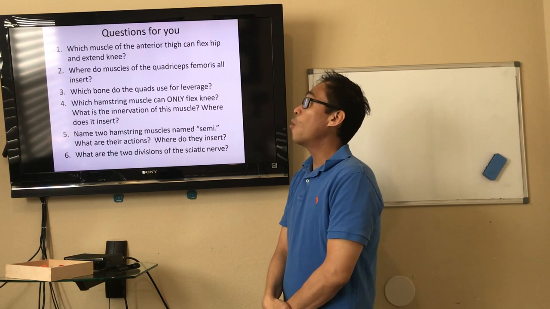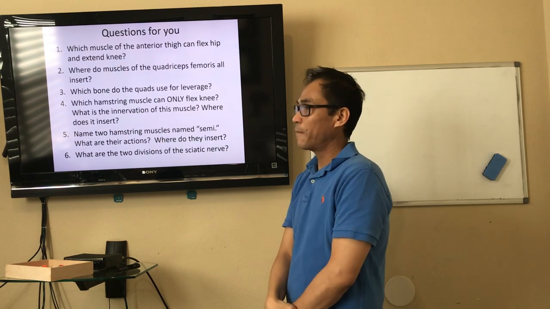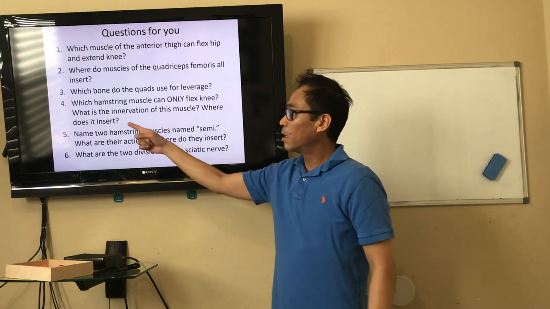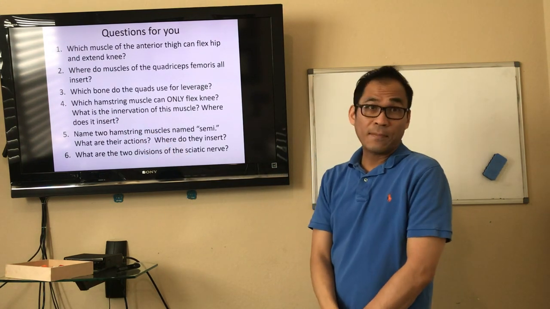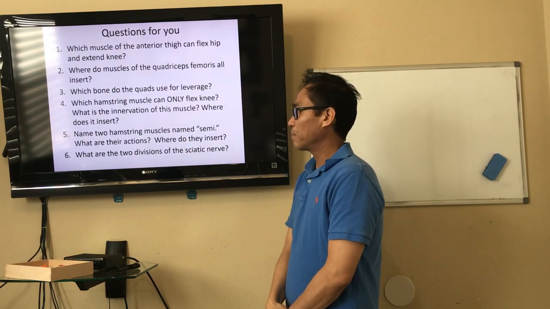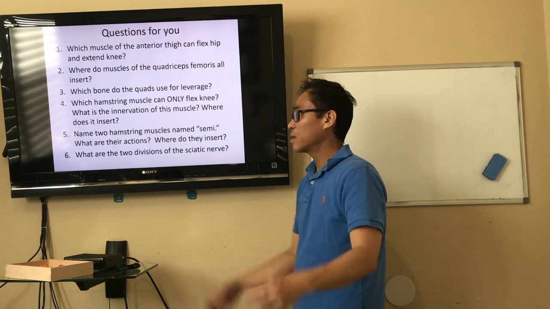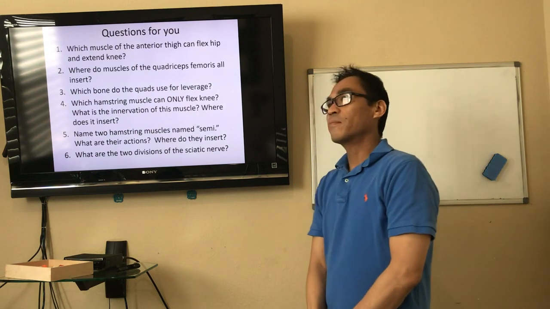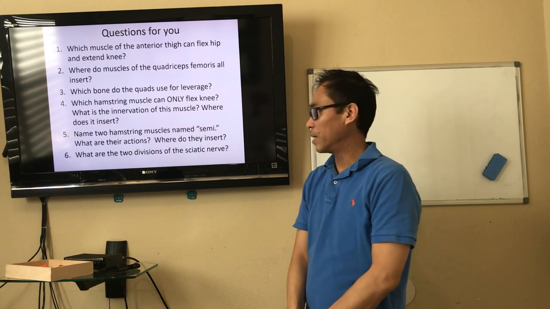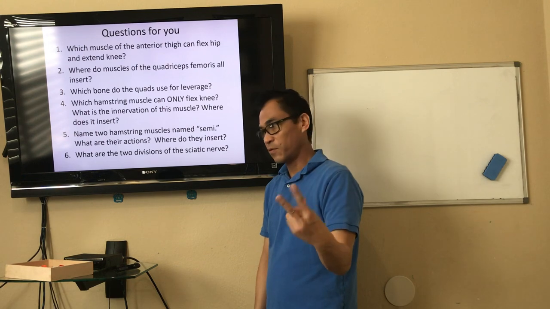Which hamstring muscle can only flex the knee? That's the biceps femoris short head. The innervation of that muscle is the common fibular nerve, right? That division of the sciatic nerve. The biceps femoris, long and short, both insert on the fibular head. Name the two hamstring muscles named semitendinosus and semimembranosus. Their actions: they can both flex the knee and extend the hip, and they both insert on the medial aspect of the proximal tibia. The two divisions of sciatic: common fibular nerve and tibial nerve.